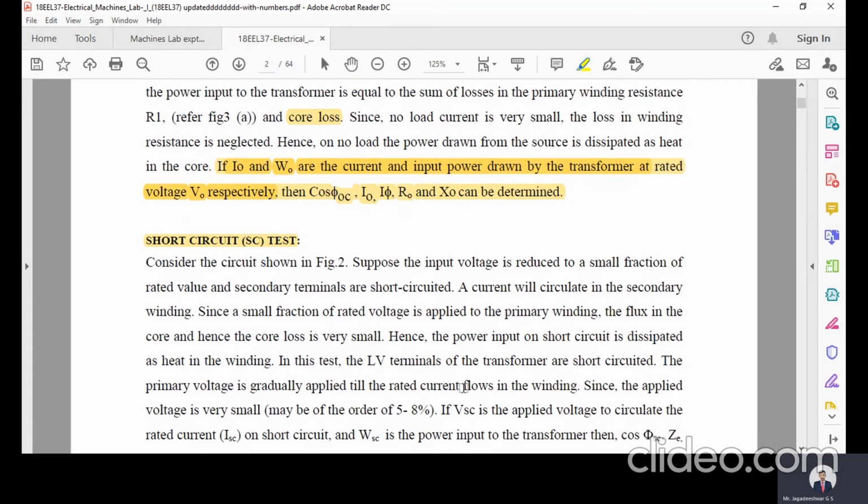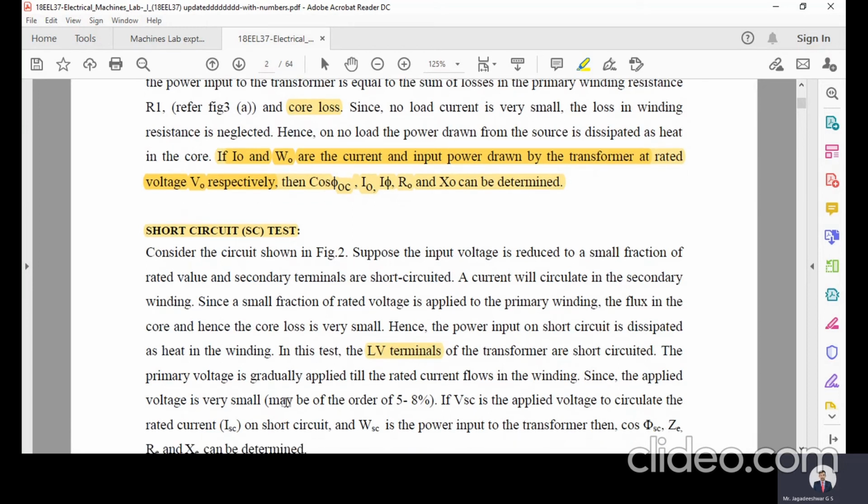In this test, LV terminal of the transformer is short circuited, whereas in OC test we have open circuited the HV terminal. Here you have to take care that the LV terminals have to be shorted. The primary voltage is gradually applied till the rated current flows in the winding.